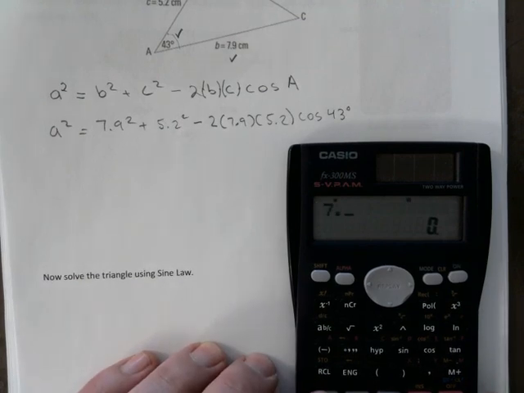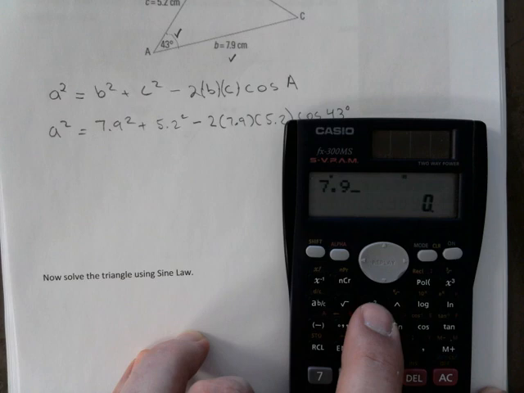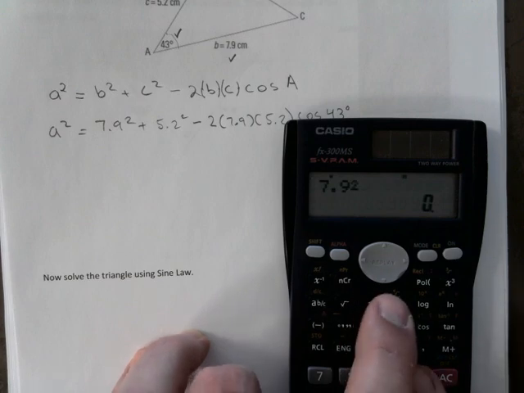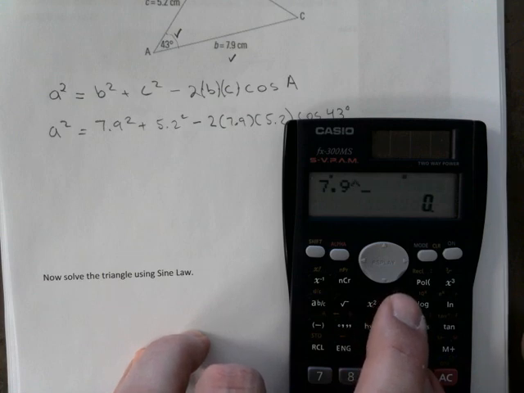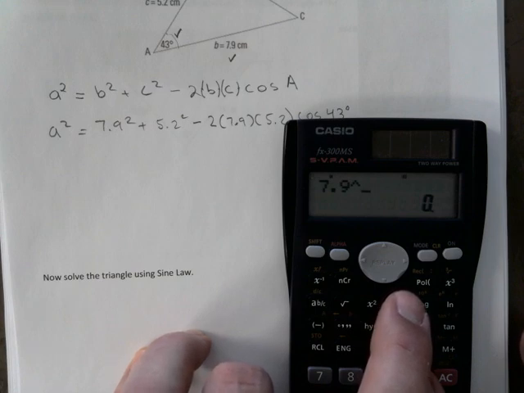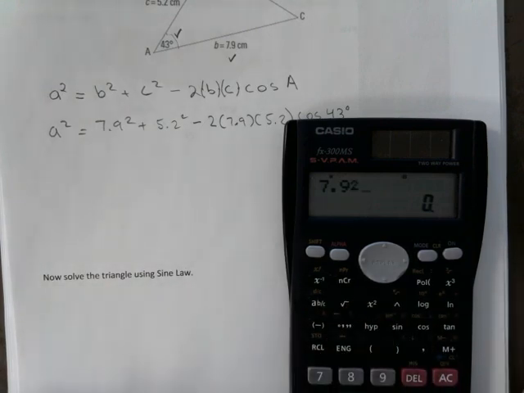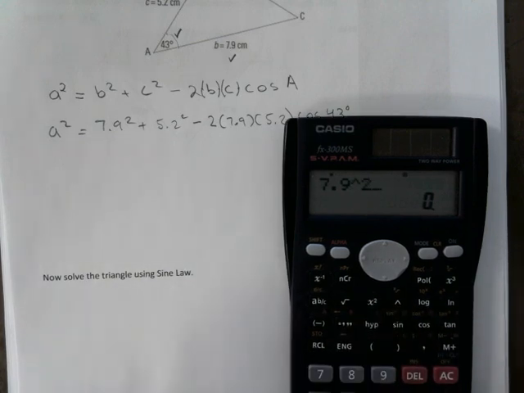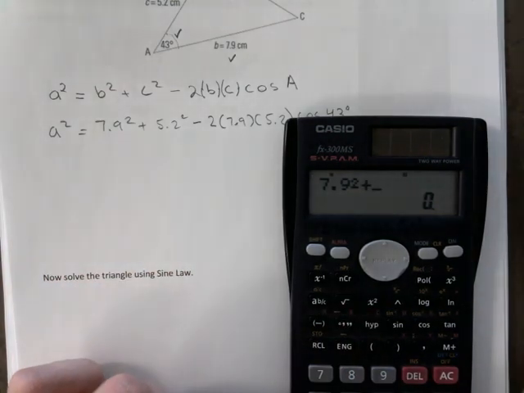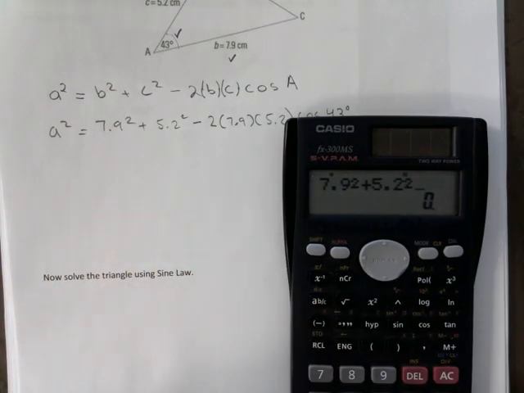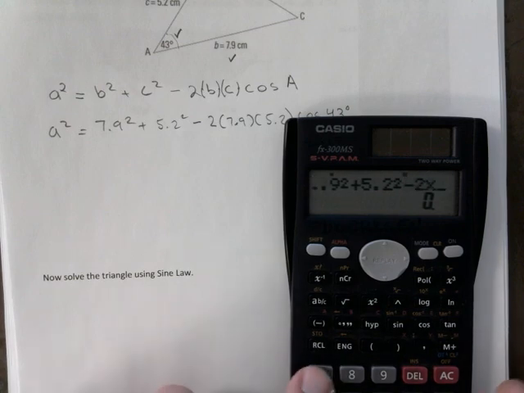So you go 7.9. I have an x2 button right here, which squares something for me. You might need to use this one, guys. Watch. See this hat button? If you have the hat, or the y to the x, or the x to the y, they get very creative these days. That is your exponent button. So I'm going to use the x2. If you use the hat, you've got to go hat 2, like that. That's how you square something. I'm going to go x2 plus 5.2 x2 minus 2 times 7.9.